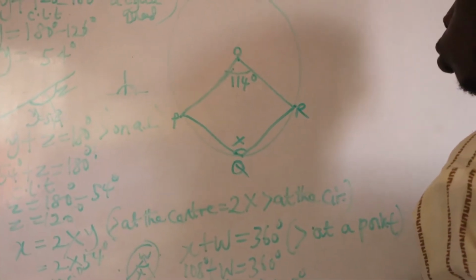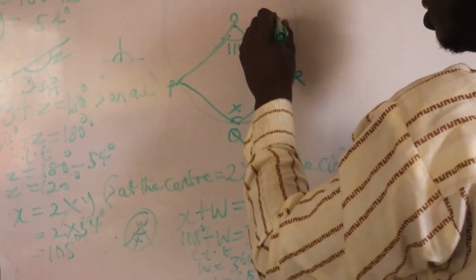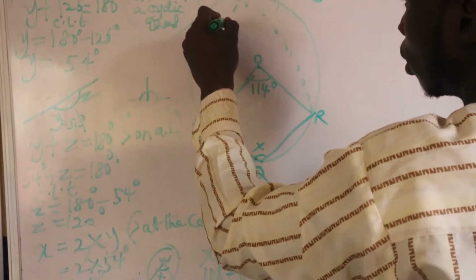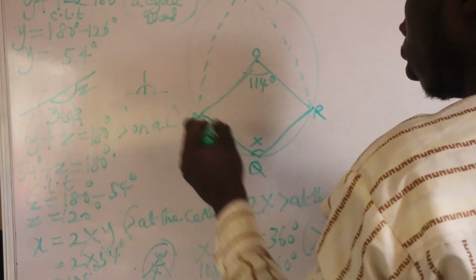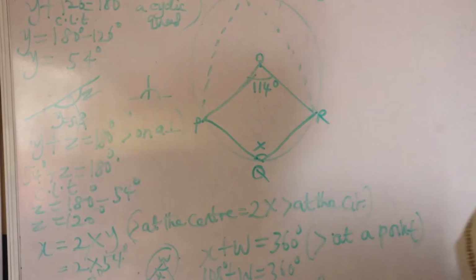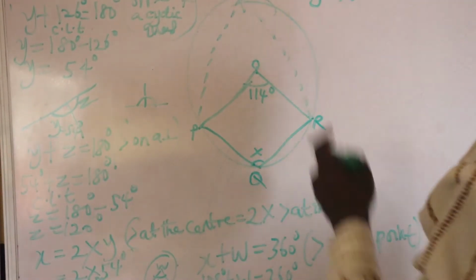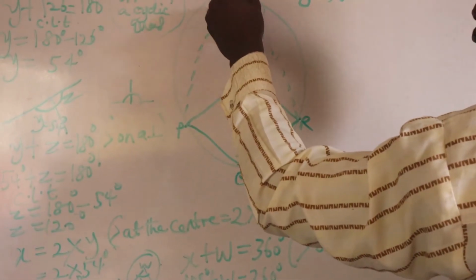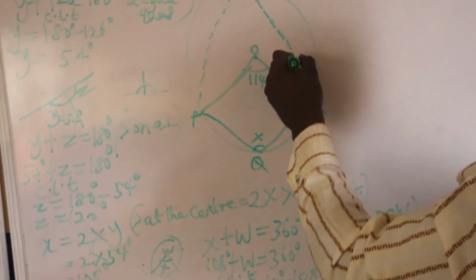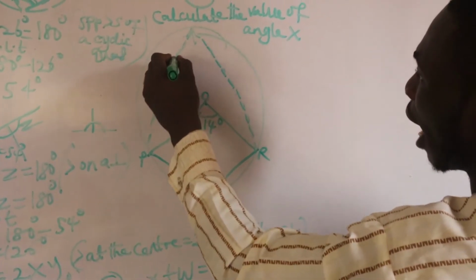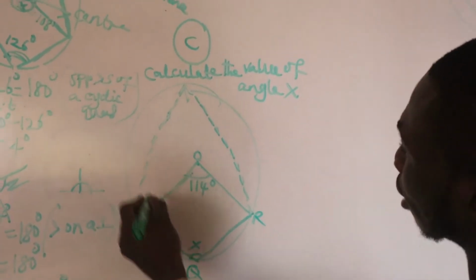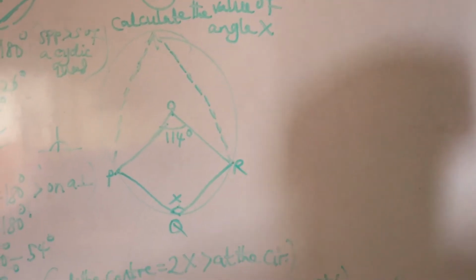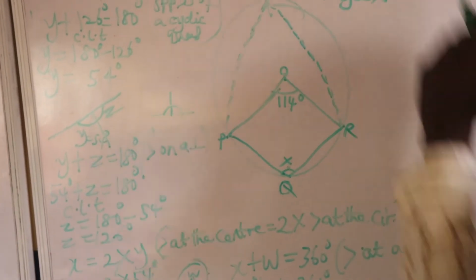So what you can actually do is extend this. You break the lines in order to tell the examiner that this isn't part of your question. I actually did that on my own. So you extend this to form a cyclic quadrilateral. At this point, if I add x here, I have a cyclic quadrilateral.